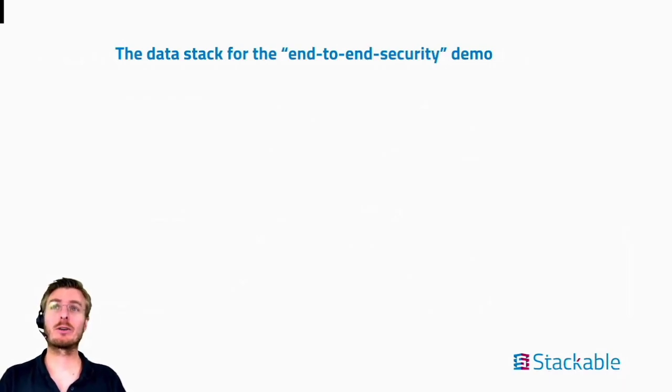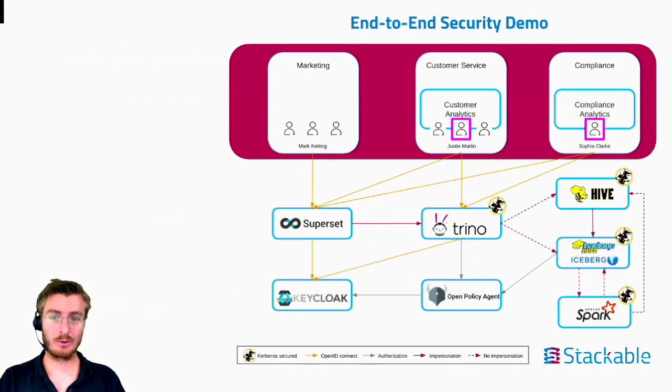First of all, let's have a quick look at the data stack that we'll be using today. We've come up with an imaginary bank, and this bank has 3 departments: marketing, customer service, and compliance, and all of them are using a shared data platform for all their needs, where anything data is concerned, they're using the same platform. So obviously we need that to be multi-tenant enabled.